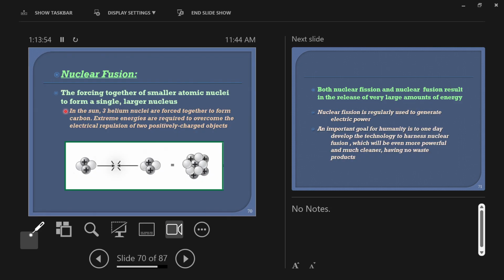Interestingly, certain atoms, if you fuse them, that releases energy. It takes energy to put them together, but there's more energy released than what you put in when you fuse certain atoms together. Like when the sun fuses hydrogen to make helium, it takes energy to do that fusion, but once you do it, you actually get more energy back out.